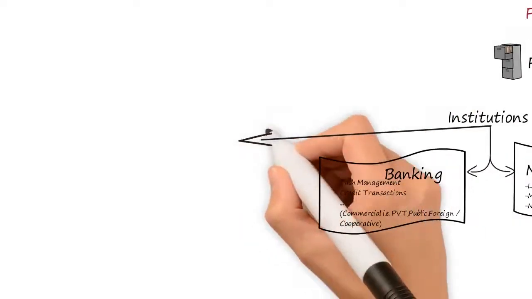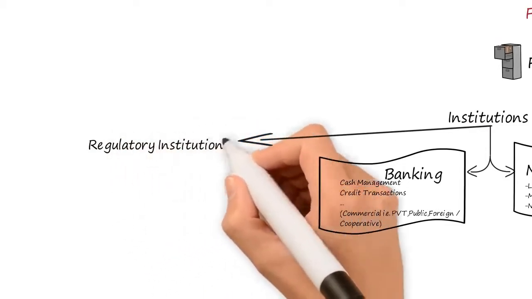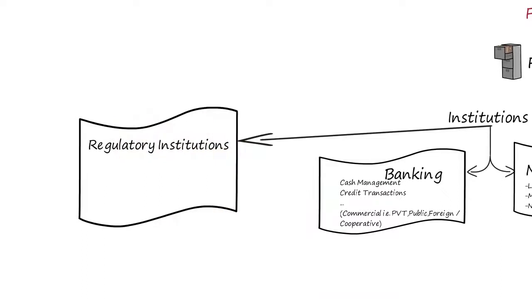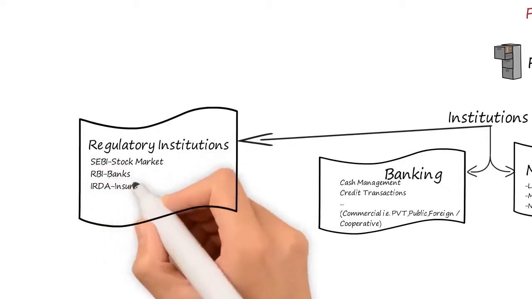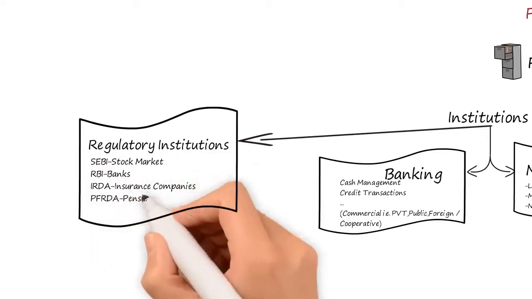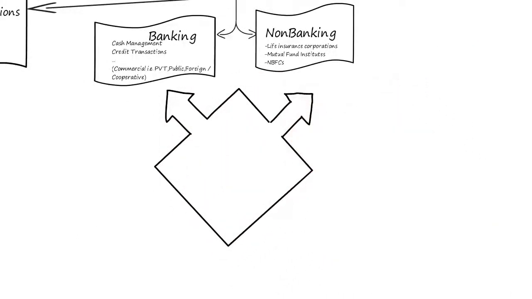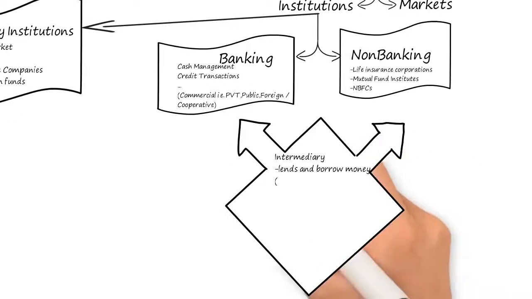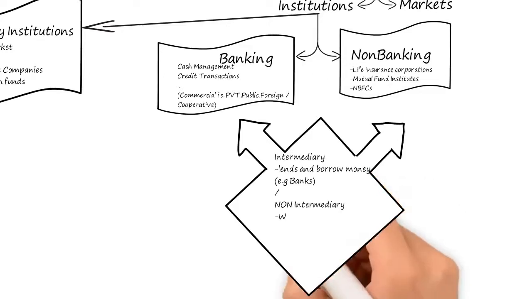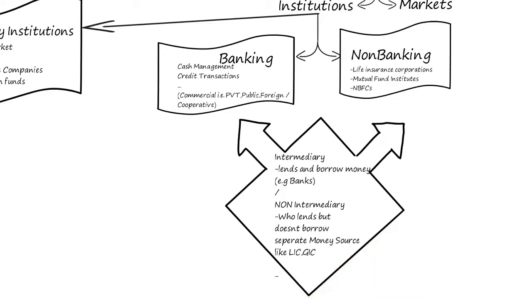But along with all these things, we have another part which is called regulatory institutions. As the name suggests, it is a regulatory institute for other banking and non-banking sectors, like SEBI for stock market, RBI for banks, IRDA for insurance companies, PFRDA for pension funds, and etc. Now, this too can be understood with other terms, like intermediary, who lends and borrows money, like banks, right? And non-intermediary, who lends money but has some separate source of money, like LIC.